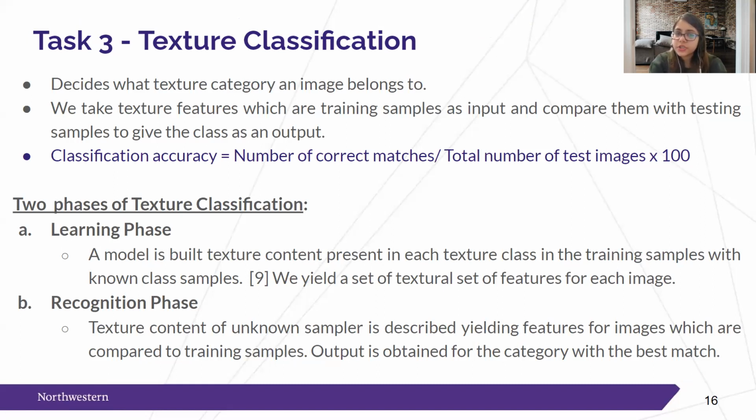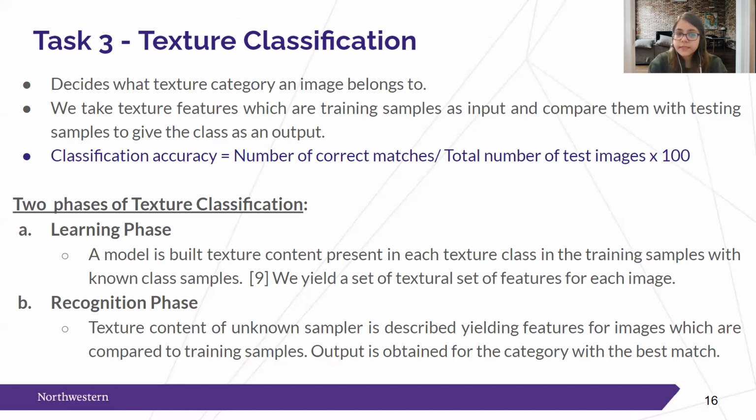It takes the texture features, which are the training samples, as the input, and compares them with the testing samples to give the output. So the classification accuracy is the number of correct matches over the total number of testing images. And there are two phases here, the learning phase and the recognition phase.